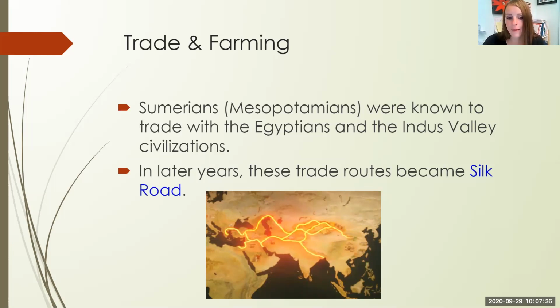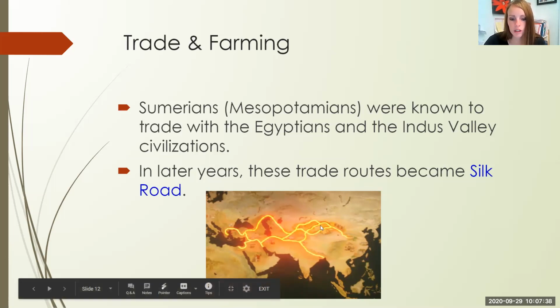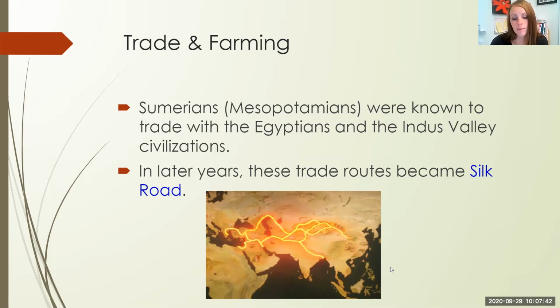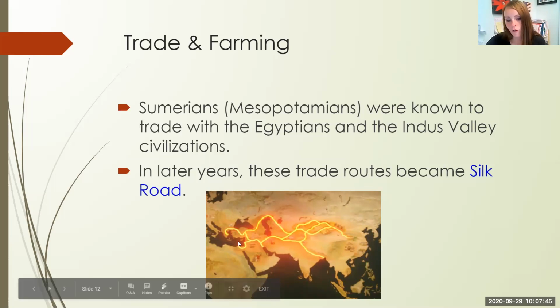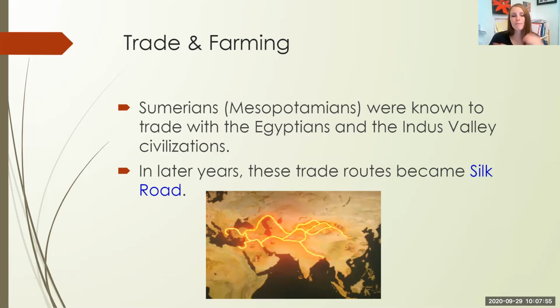And we're going to learn about the Silk Road, which is what this picture is about. These are basically trade routes that people used very often to go from all of these ancient civilizations to each other. So that's what those were. But like I said, for their trading and farming, they were pretty equal. They didn't do one more than the other. They didn't rely heavily on one over the other.